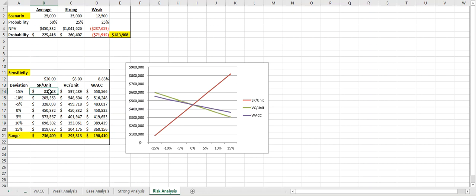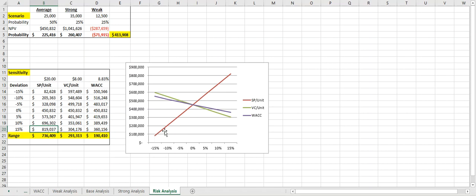If I just lower the selling price by 15 bucks, or 15%, excuse me, there's my NPV. I lower the selling price by 10%, there's my NPV. If I lower the selling price by 5%, or if I increase my selling price, naturally I'm going to make more money. Here's my original case with no change in the selling price. As you can see, from negative 15 to positive 15, there's a delta of $736,000.